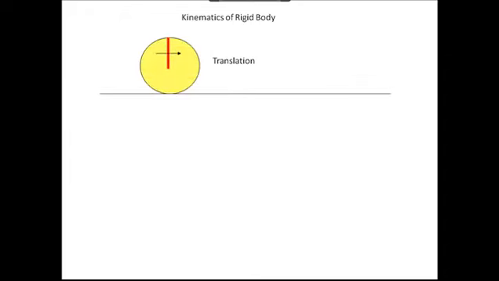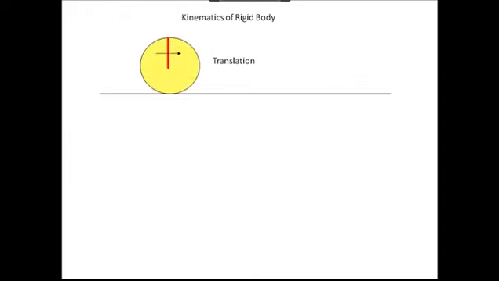Now, when it comes to kinematics of rigid body, you need to understand the 3 types of motions associated with a rigid body. First one is called translation.